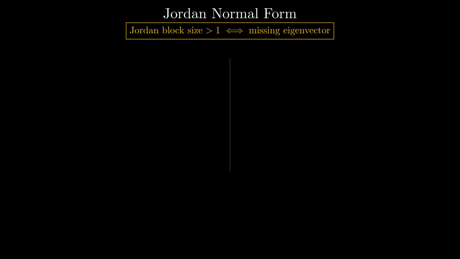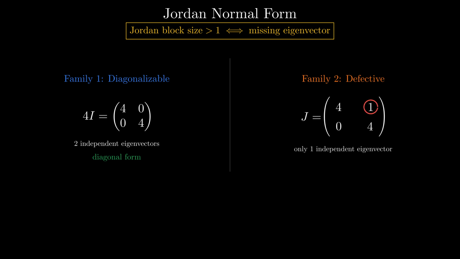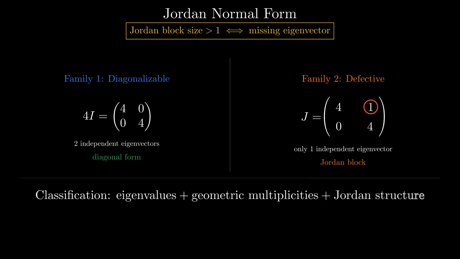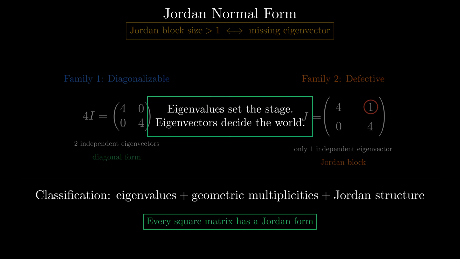This splitting is exactly what Jordan normal form tracks. Each Jordan block of size bigger than 1 records a missing eigenvector. Family 1, the diagonalizable case, gets the diagonal form 4 times the identity. Family 2, the defective case, gets the Jordan block with that extra 1 above the diagonal. The full classification uses eigenvalues plus geometric multiplicities plus Jordan structure. Every square matrix has a Jordan form, and the Jordan block is the most diagonal-like representative of every defective family. Eigenvalues set the stage. Eigenvectors decide the world.